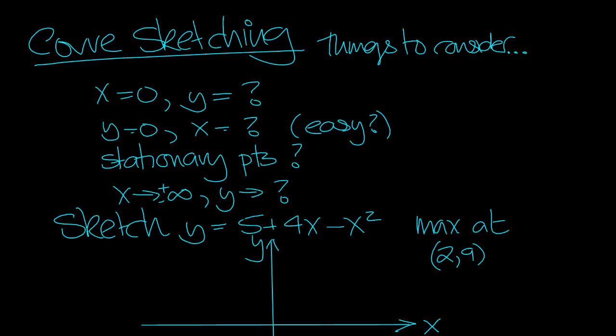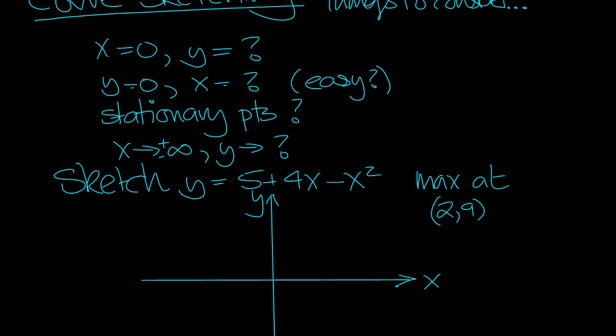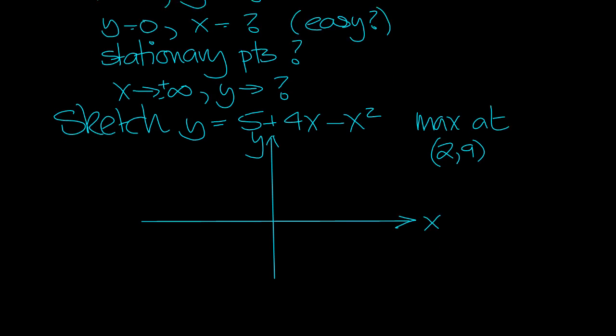Curve sketching then, let's have a look at the things to consider. It's easy to input x equals 0 and get y equals something. Not so easy to do this for y equals 0, though sometimes it is. Stationary points, which we've already considered, are a good thing to find in order to sketch a curve. And also consider what happens when x gets incredibly large, and sometimes it's good to look at values of x where y gets incredibly large.